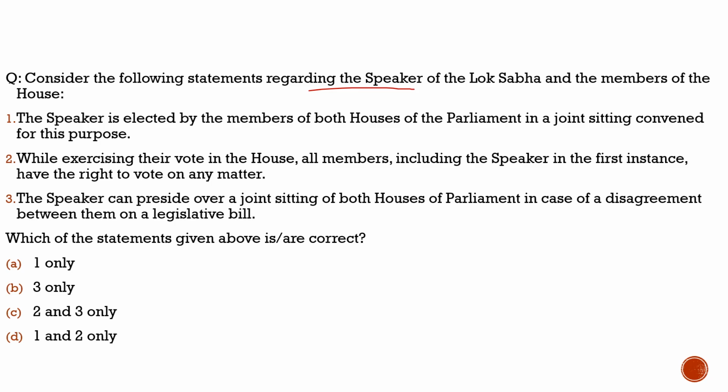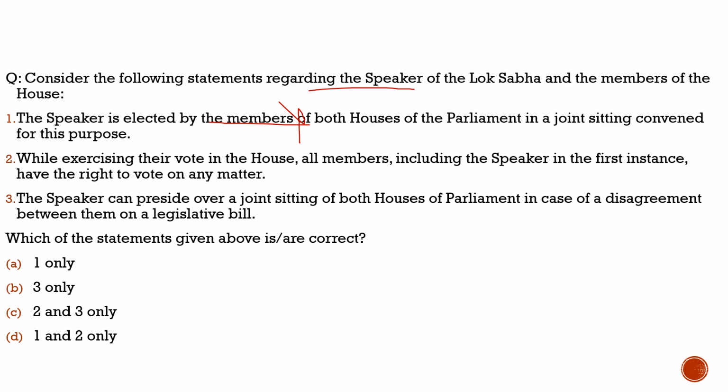First statement: the Speaker is elected by the members of both houses of the Parliament in a joint sitting convened for this purpose. No, this is totally incorrect. If there is a joint sitting, then the Speaker of the Lok Sabha would head the joint sitting. But the Speaker is elected by the members of the Lok Sabha only. So the first statement becomes incorrect. And he is a member of the Lok Sabha.